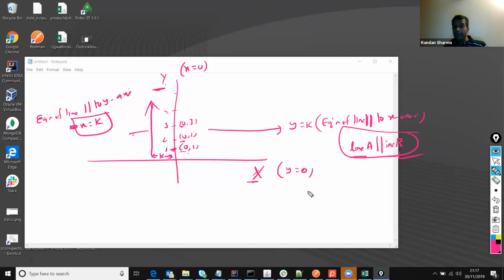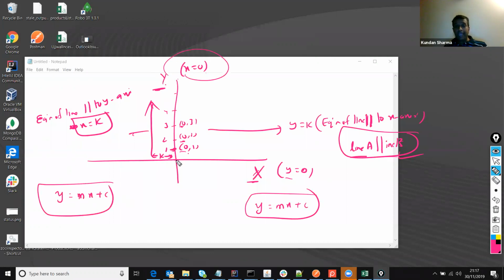I did not tell you that you have to remember it. We derived this formula. How did we derive it? We said y is equal to mx plus c. Similarly, we can derive how the equation comes to be x equals 0. Let's use the same slope-intercept form y is equal to mx plus c. So what is the angle made by the y-axis with the x-axis? How much is this angle? 90 degrees. 90 degrees, right?